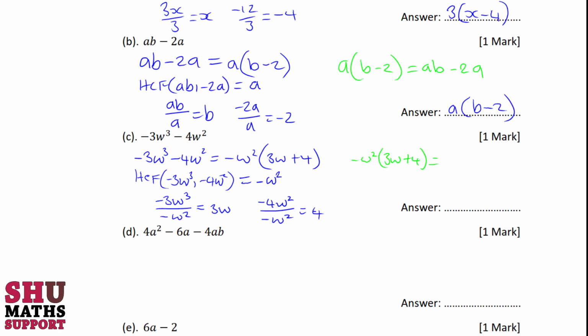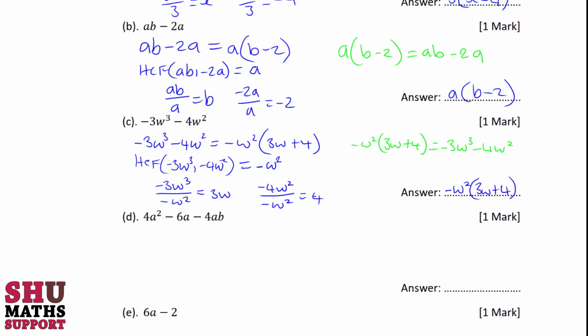And then we'll double check this, so we have minus w squared times by 3w plus 4 is equal to, so we have minus w squared times 3w, which is minus 3w cubed. And then we have minus w squared times 4, which is minus 4w squared. So that's the original expression, so that means our solution is correct. And then on our answer line, we'll write minus w squared times 3w plus 4.